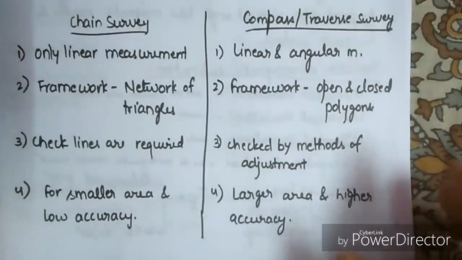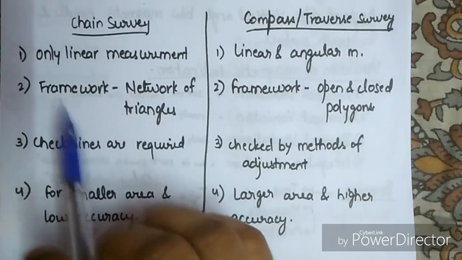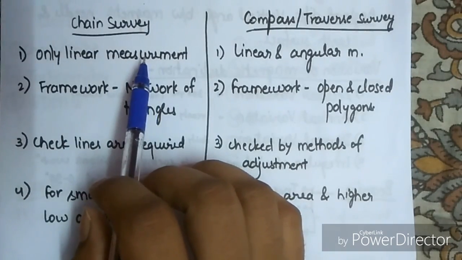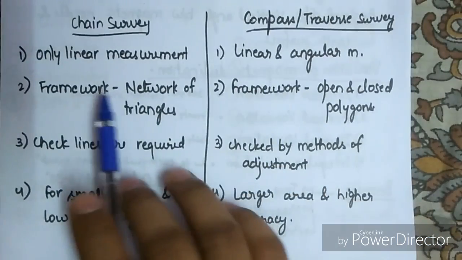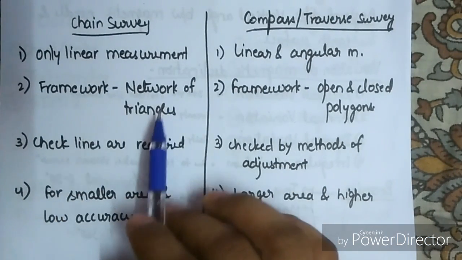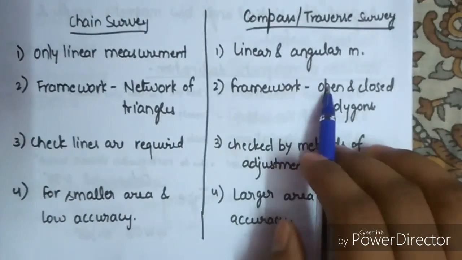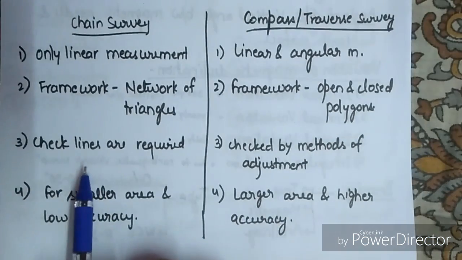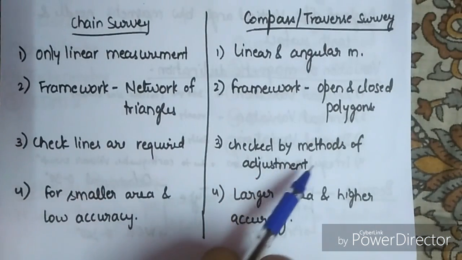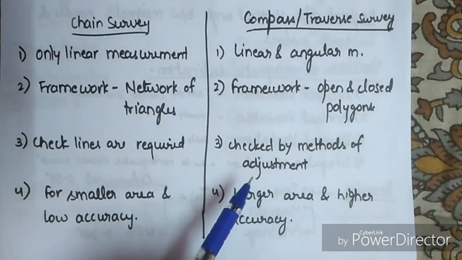Next topic is our compass survey. Compass survey is different from chain survey in the following manner. Only linear measurements are performed in chain survey, while in compass survey we take linear and angular measurements both. In chain survey we have the framework of a network of triangles. In compass survey we have open and closed polygons. In chain survey, check lines are required. In compass survey, check is done by the method of adjustment.